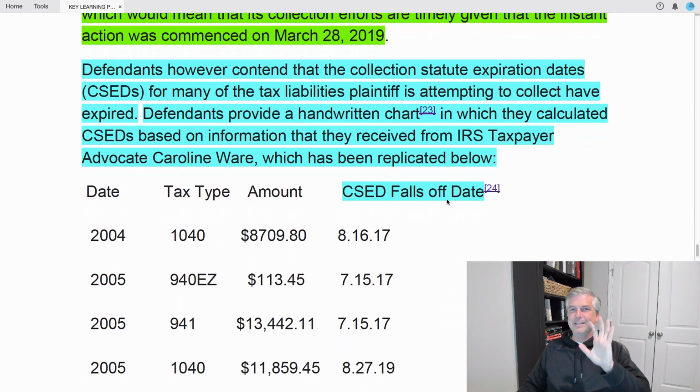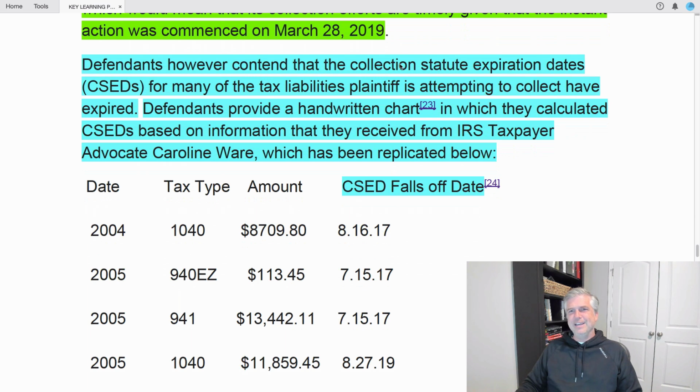But the defendants, the taxpayers say, whoa, not so fast. We got some help from the Taxpayer Advocate Office, which is a government office, and they're supposed to help you as a taxpayer. They say, look, the collection statute expiration date, that's where you get the CSED. So collection statute expiration date. For many of the tax liabilities are expired.